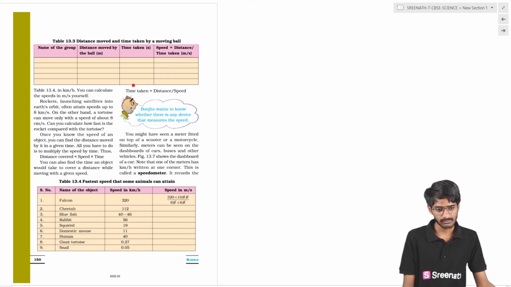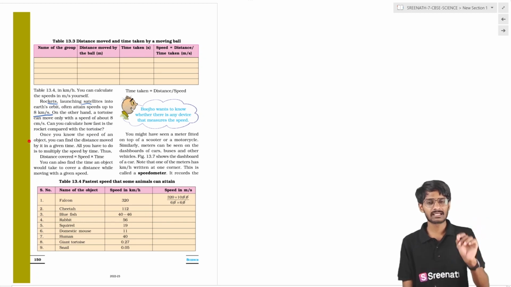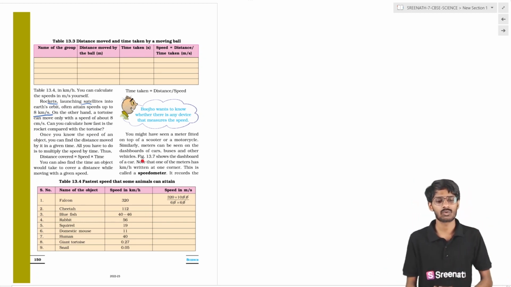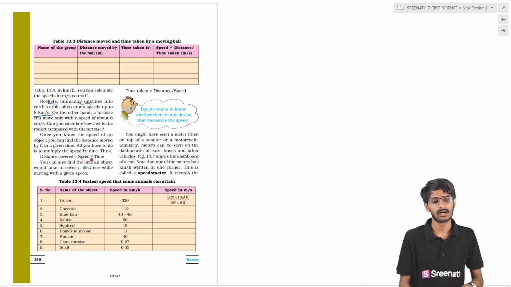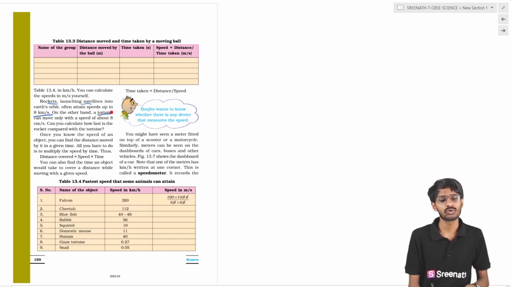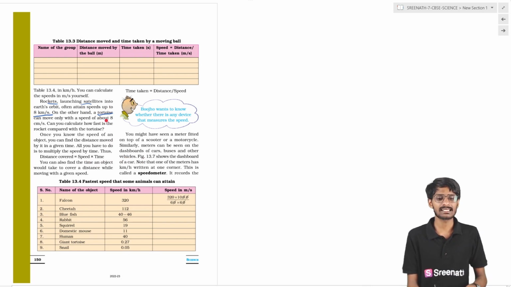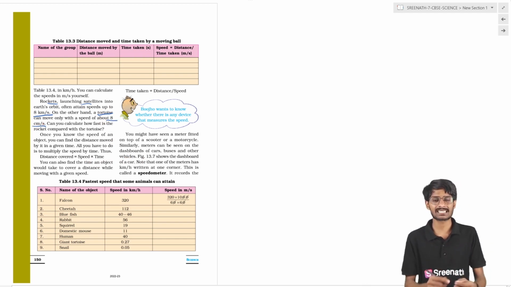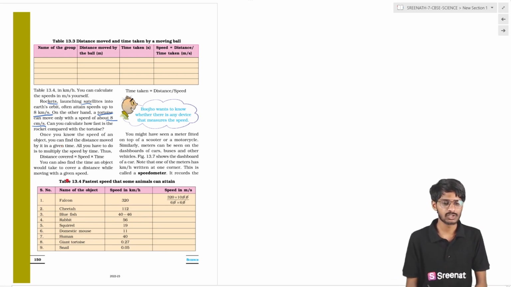Okay. Rockets and satellites attain a speed of 8 kilometers per second, which means they will cover a distance of 8 kilometers in the span of 1 second only. That is the greatest speed, students. And the tortoise attains a speed of 8 centimeters per second, so in 1 second it will move just 8 centimeters. These are the two extremes of speed, students.